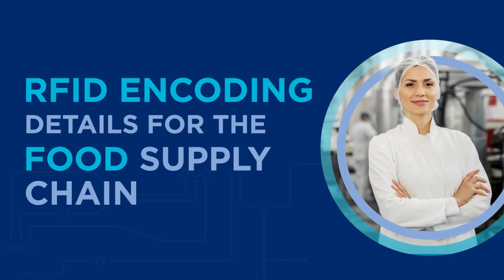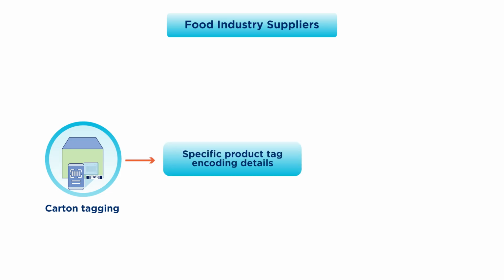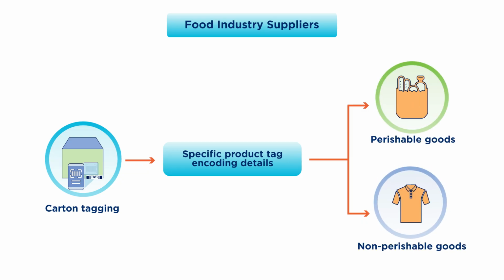Welcome to RFID Encoding Details for the Food Supply Chain. For food industry suppliers who are focused on carton source tagging, you will need to understand specific product tag encoding details and make distinctions between perishable and non-perishable goods.